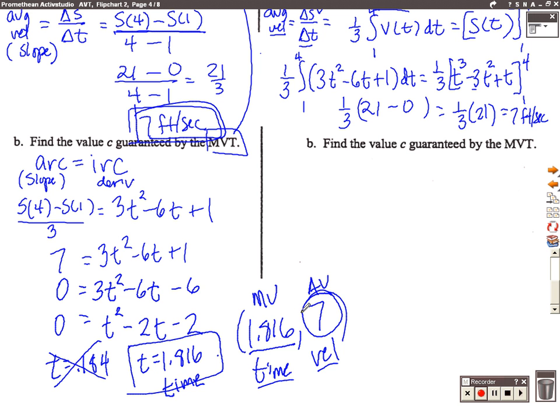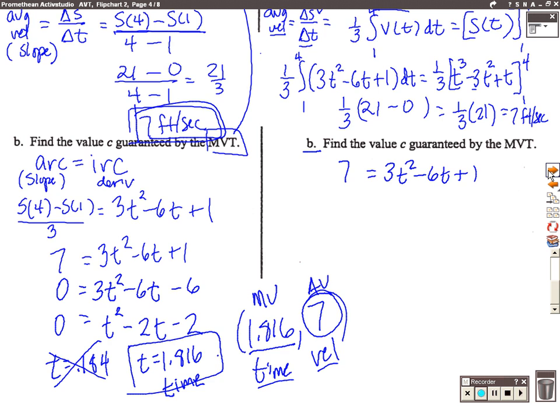Now, if I was going to do the same thing with letter B, I was going to find the value guaranteed by the mean value theorem. I would do the same thing. I would take my instant rate of change, which was already given as velocity. That was my instant rate of change. And I would set it equal to the average rate of change, which I calculated already. So in other words, it's exactly the same problem. What I want you to see is that mean value is an x, average value is a y. Mean value is when it happened, average value is what happened.